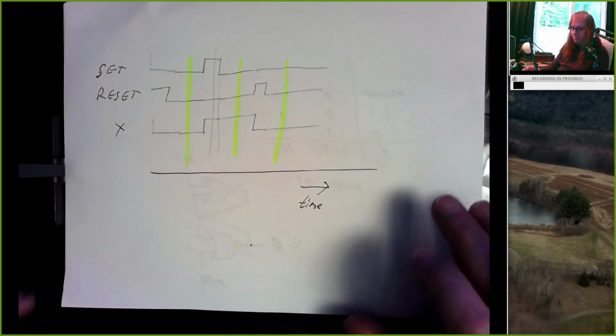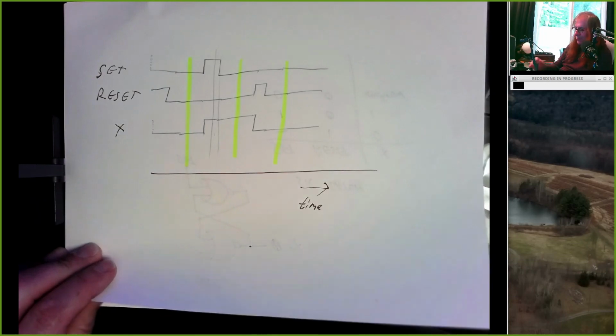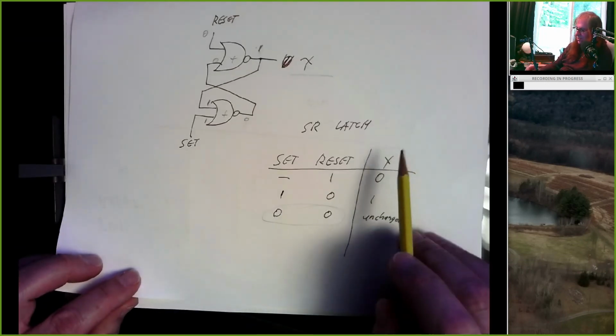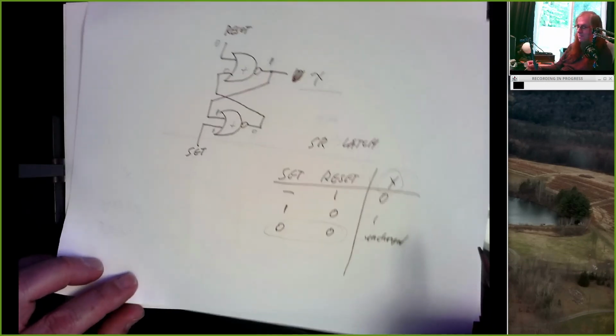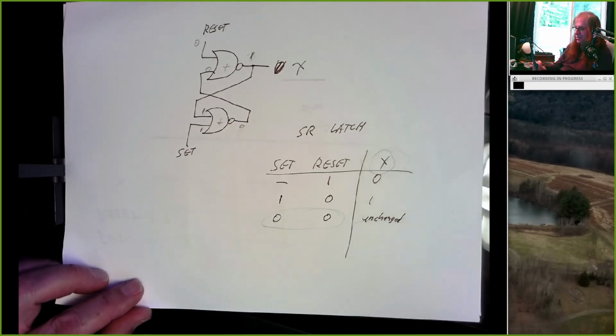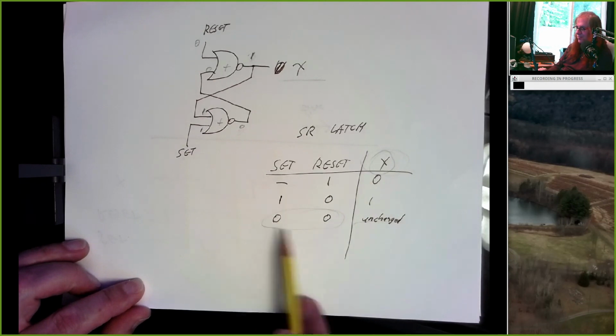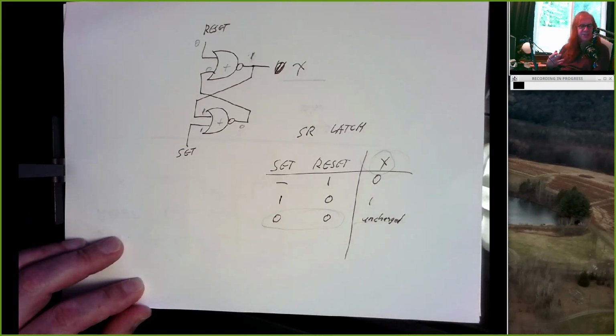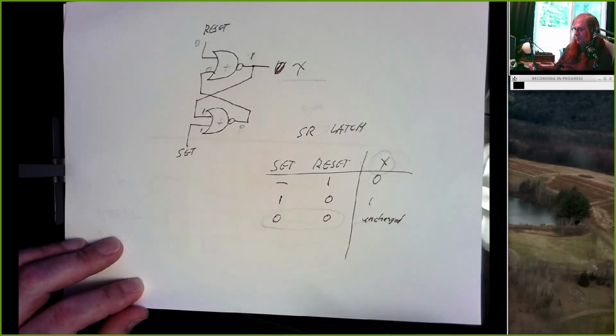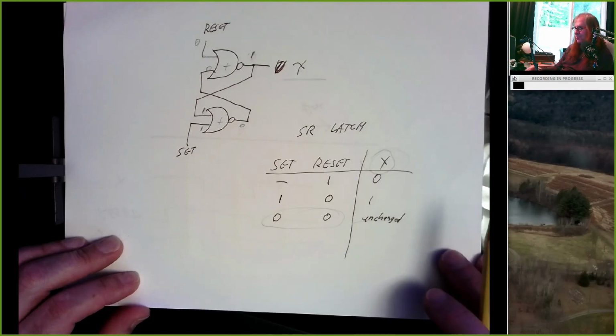So the goal here is to look at the behavior of this output X, right? In a truth table, it's pretty simple. Just write all combinations of inputs. Since X only depends on the inputs for a combinational circuit, we know how to write all the combinations of two inputs: 0,0, 0,1, 1,0, 1,1.